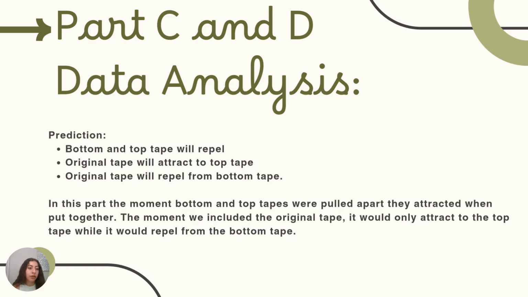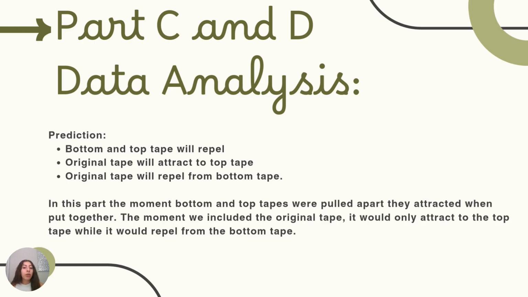of these interactions. So for part C and D, we labeled three strips of tape. We called one O for the original, T for the top tape, and B for the bottom tape. When we separated tape T and B, we noticed that this gave them opposite charges because they attracted one another when brought close together.